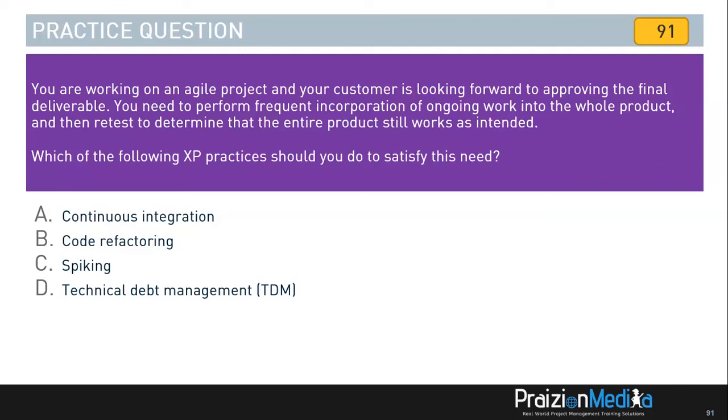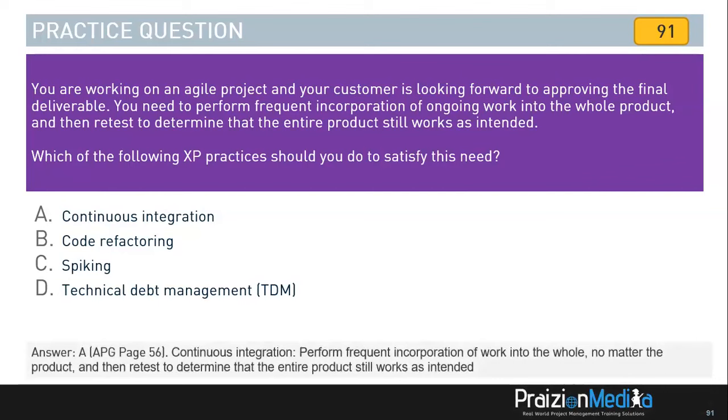The answer to this, my friend, is not D. There's no such thing. And it's not C. Spikes just refers to prototyping, additional research, or some risk action. The best answer, my friend, is A. This is continuous integration. Performing frequent incorporation of work into the whole, no matter the product, and then retest to determine that the entire product still works as intended. Code refactoring is cleaning up code, but that is not what this question is talking about. This question is clearly talking about integration.